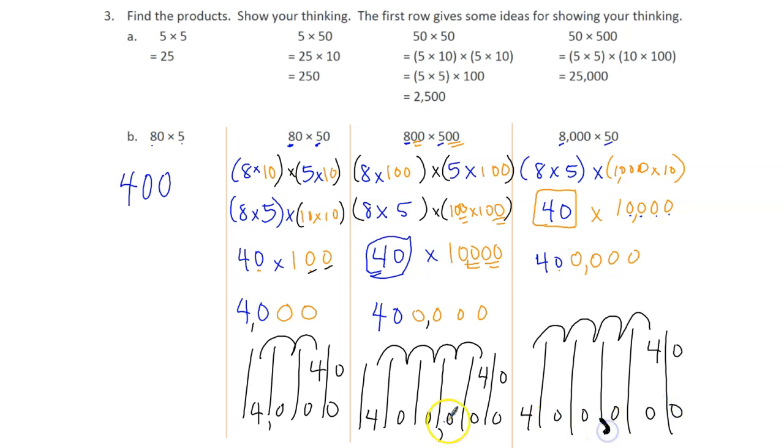400,000 again. These two have the same answer. And if you notice, in my original factors, I had 4 zeros: 2 in my first factor, 2 in my second factor. In this one, I have 3 in my first factor and 1 in my second.